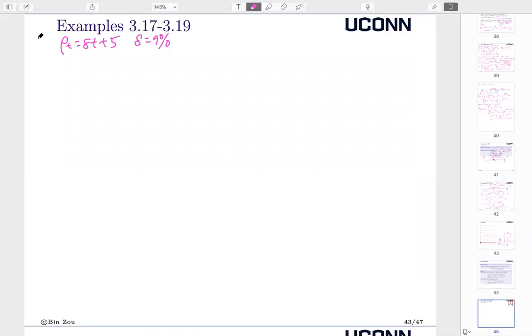I directly do it from first principles. So we want to know the present value. The payment goes from 0 to 10. At each time it is 8t plus 5. Since this is a present value, it is the exponential of negative, from the starting point to the current time, which is t. The starting time is 0, excuse me. The discount rate is 0.09 dt.